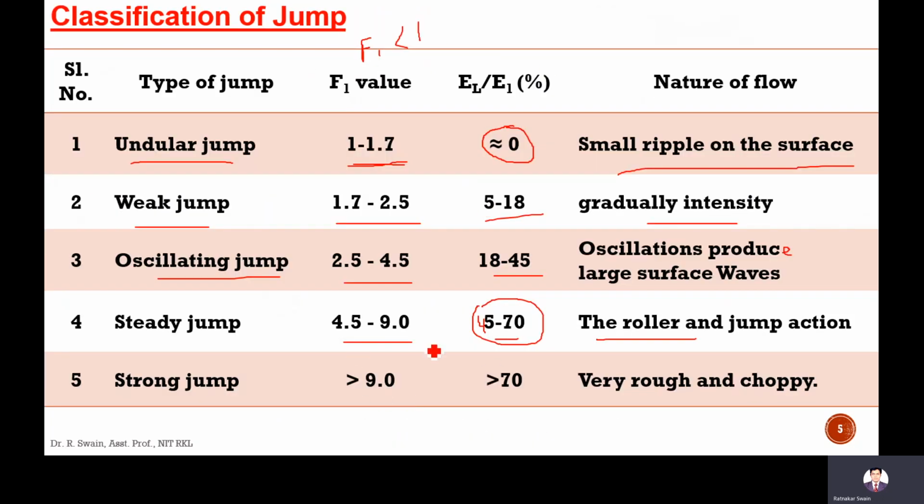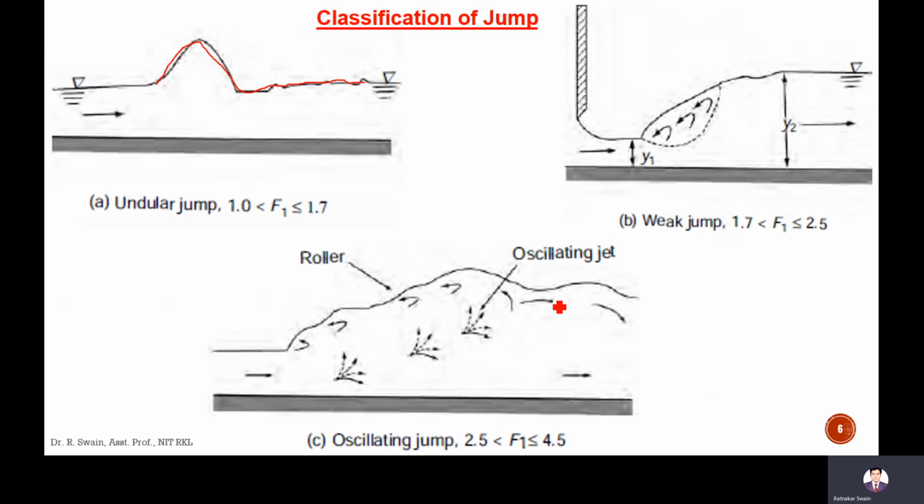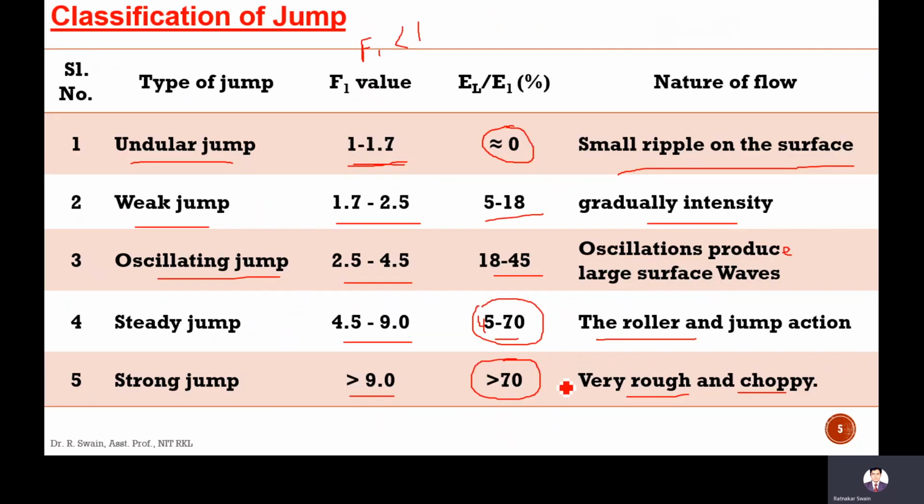A strong jump occurs when F1 is more than 9. That means the relative energy loss is more than 70%. It is very rough and choppy. This is the strong jump, a very strong jump with very high energy loss. Relative energy loss is more than 70%.